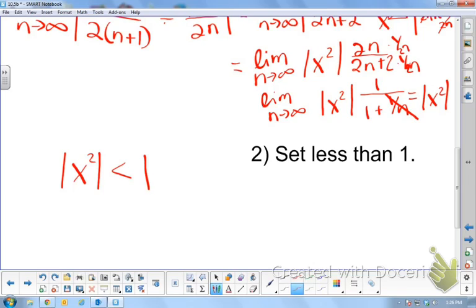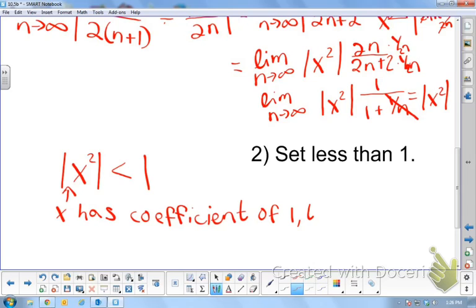So right now I can tell my radius of convergence. If x has a coefficient of 1, then this side is my radius of convergence. Or sorry, yeah, radius, that was the right term. Sometimes we had to rearrange things.